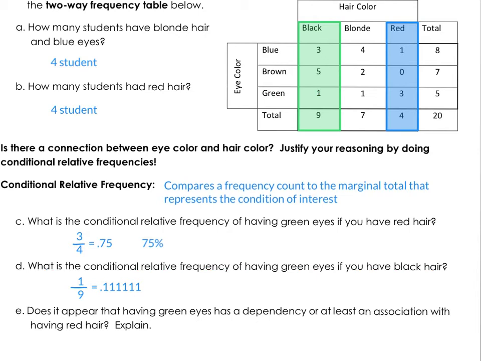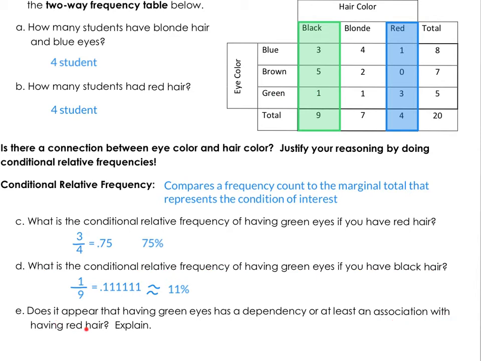The equivalent decimal is 0.1 repeating. So if we're going to change it to a percent, it's an approximate. So approximately 11%. Okay, the next question. Does it appear that having green eyes has a dependency or at least an association with having red hair?